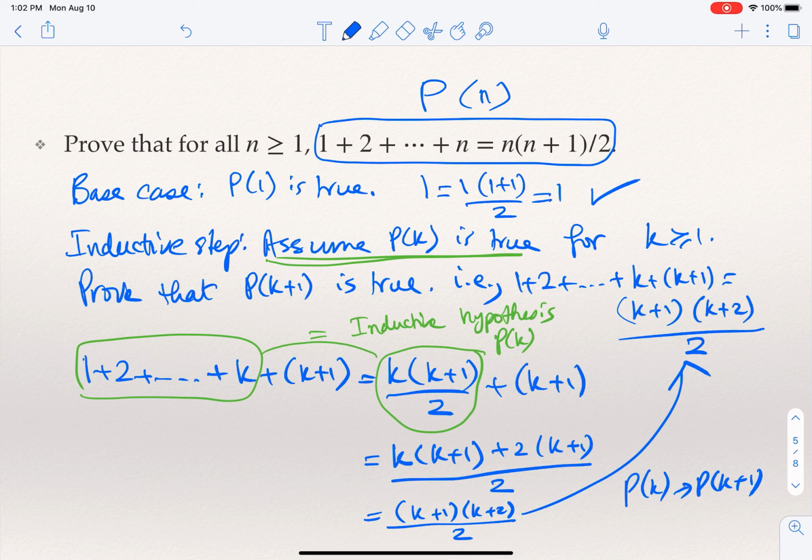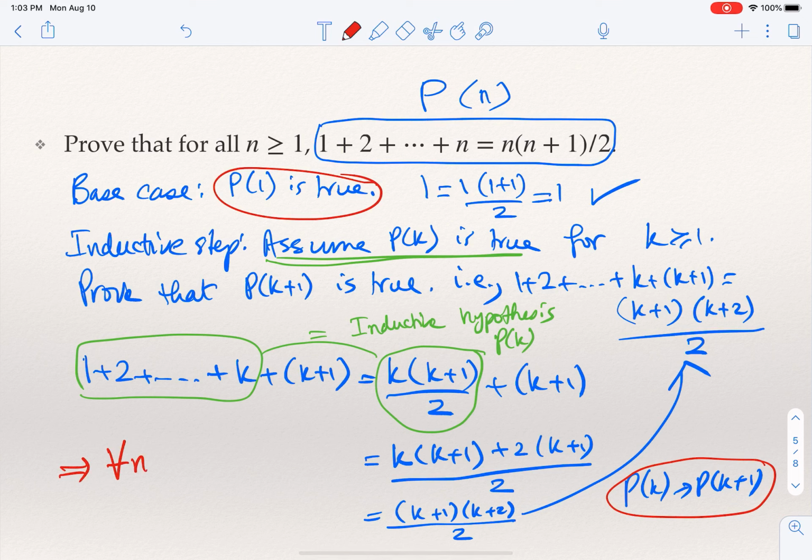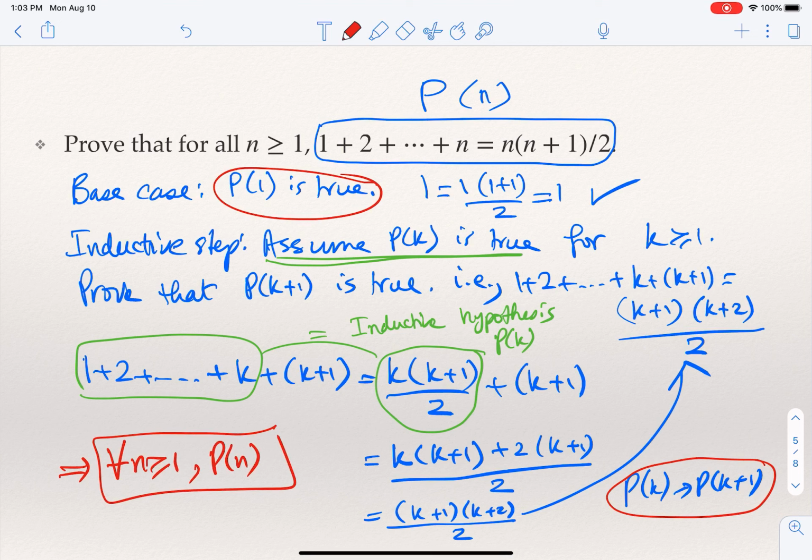So here we showed that P of 1 is true, and we showed that P of k implies P of k plus 1 for an arbitrary k. From this we can conclude that for every n greater than or equal to 1, P of n is true. And this, in red, comes from the principle of mathematical induction.